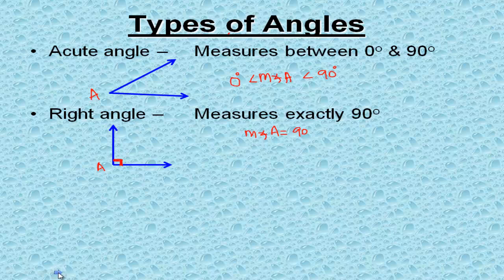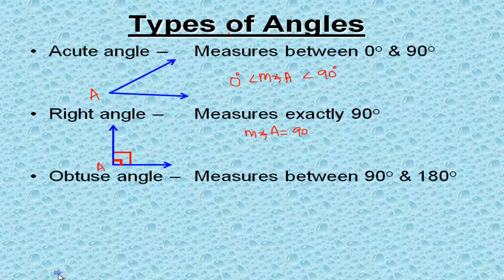The other kind of angle is, oh, there it is, that little square I was talking to you about. Obtuse angle. An obtuse angle is an angle that measures more than 90 degrees but less than 180 degrees. So if I label this angle A, I can write that the measure of angle A is less than 180 degrees but greater than 90 degrees. That's an obtuse angle.